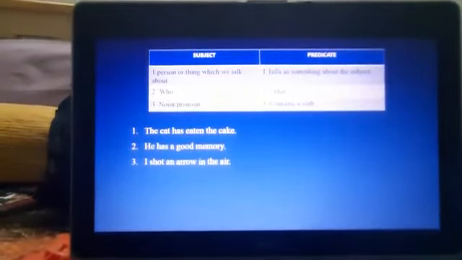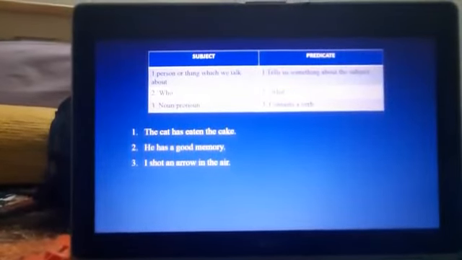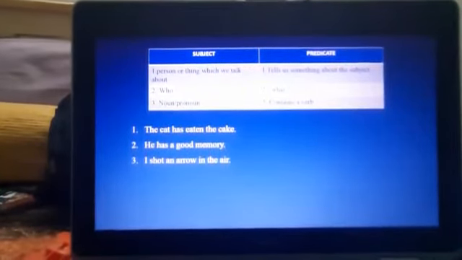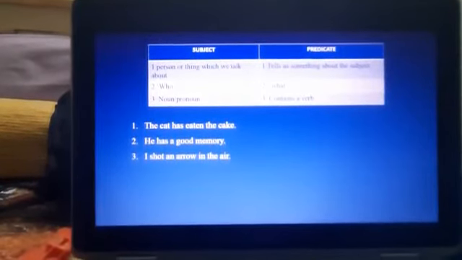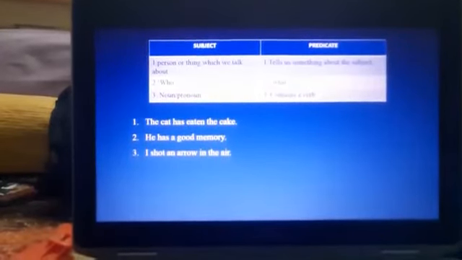I shot an arrow in the air. Who shot an arrow in the air? I. Now I is a pronoun. And what did I do? Shot an arrow in the air. So "shot an arrow in the air" becomes the predicate. And it also has the verb which is shot.